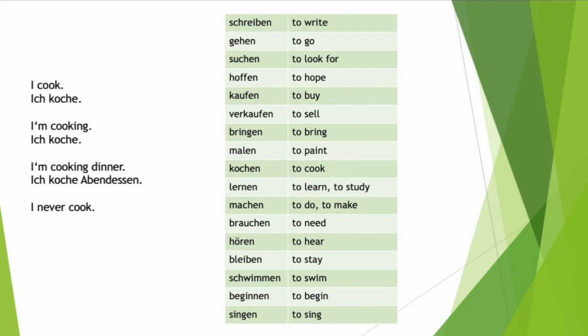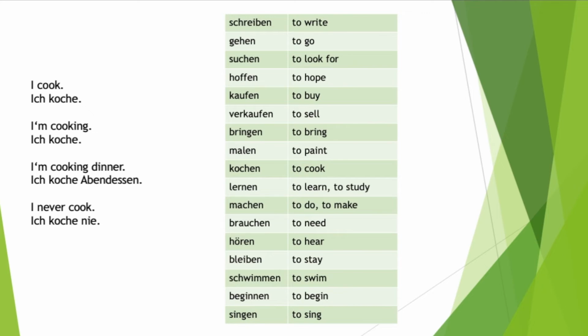If you want to say, I never cook, that is, ich koche nie. Never is nie in German. It's pronounced exactly like the body part, a knee. As you can see, we put the nie after the verb and not before it.